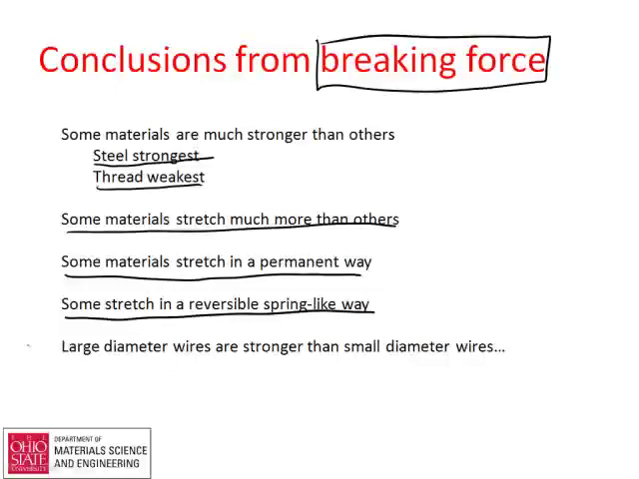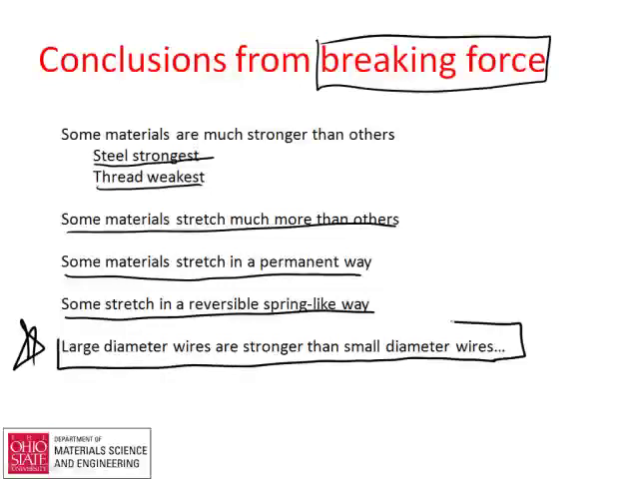The other big one we're going to find, which should be no surprise to your bright students, is that the large diameter wires are stronger than the small diameter wires. So for example, with the copper, I've got copper wire there that goes from almost the diameter of a human hair to something that is pretty substantial. So we can start to study that and say, how should the wire diameter affect the strength? And we can get at that very directly.